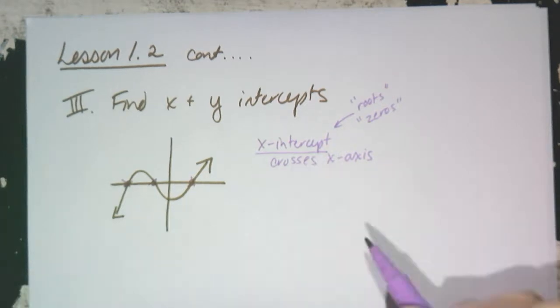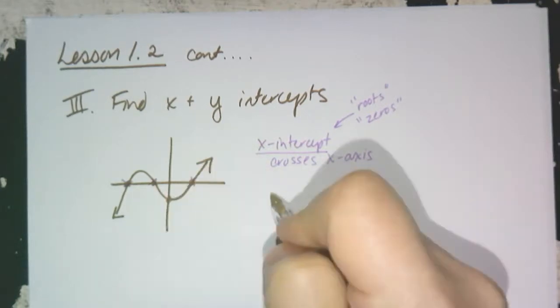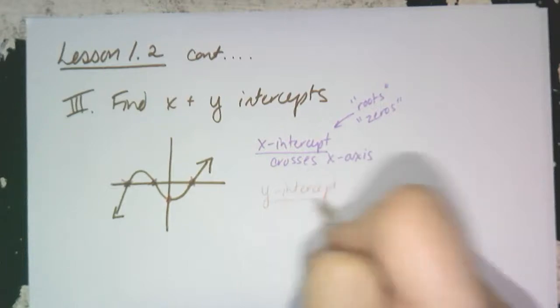All right, how many y-intercepts are in this picture? 1, where it intersects the y-axis. That's your y-intercept, where it crosses the y-axis.